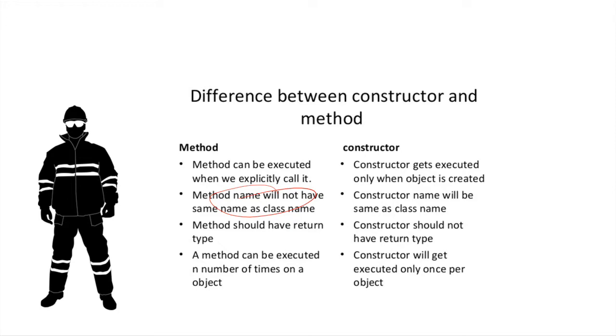A method has a return type, but a constructor does not have any return type at all, not even void. And a constructor will get executed only once, whereas a method could get executed a lot of different times.